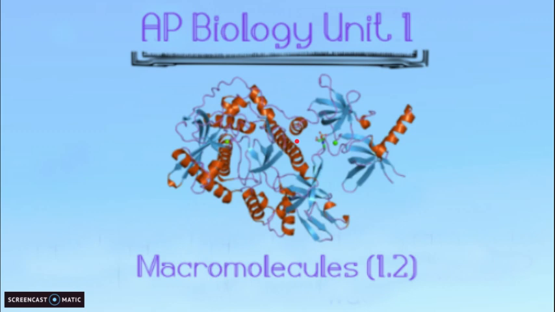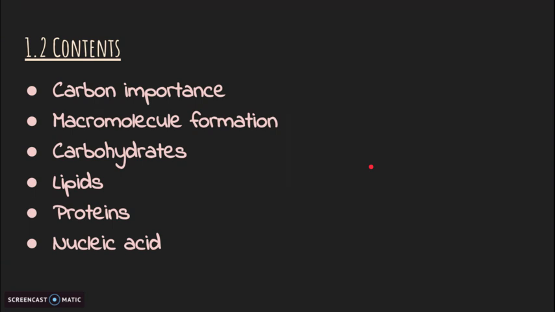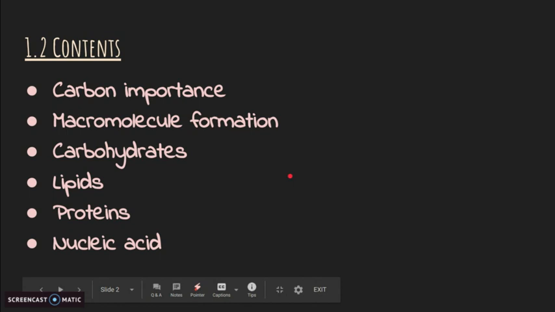So in today's video, I'm going to be going over AP Biology Unit 1 Macromolecules. I'm going to be talking about the importance of carbon, how macromolecules form, and the four main macromolecules: carbohydrates, lipids, proteins, and nucleic acids.